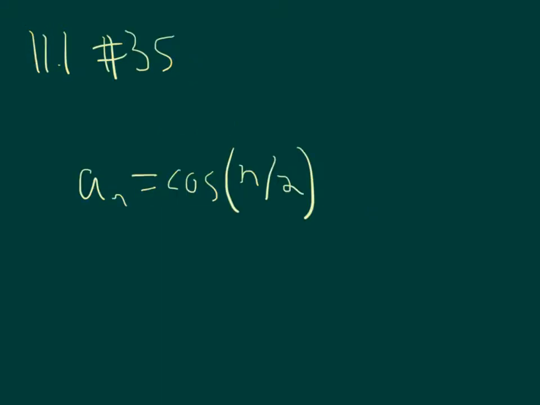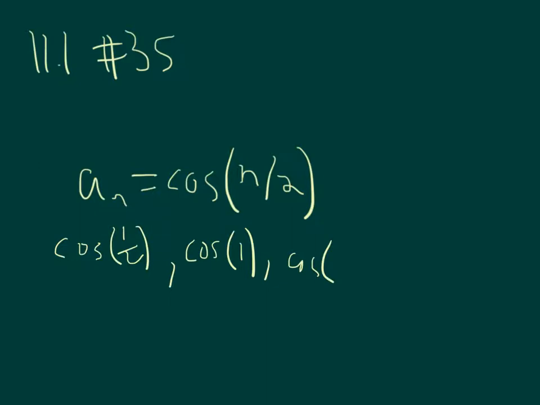All right, so for 35, what's going to happen here? Well, for a sub n, we can look at a few terms. When n equals 1, you're going to have cosine of a half. And then for n equals 2, it'll be cosine of 2 halves, or 1. And then the cosine of 3 halves. And then the cosine of 2.